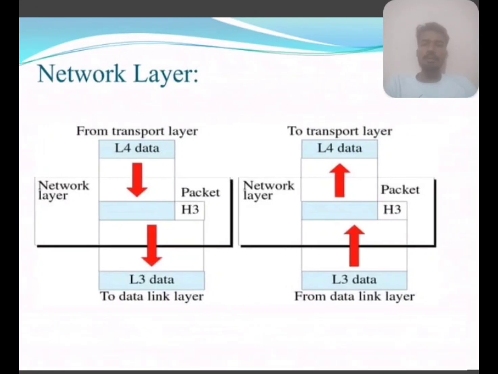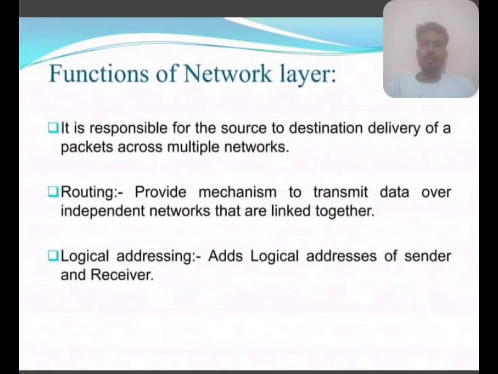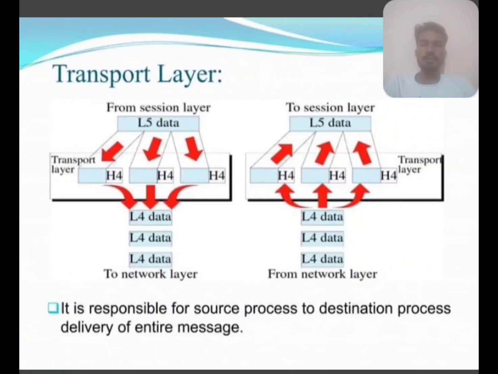Network layer. Functions of the network layer. It is responsible for the source to destination delivery of packets across multiple networks. Routing: provide a mechanism to transmit data over independent networks that are linked together. Logical addressing: adds logical addressing of sender and receiver.